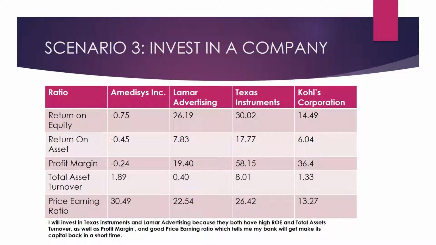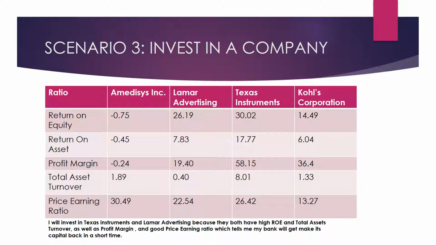For this last scenario, I looked at the company which my bank would be interested in investing in. I looked at the return on equity, return on asset, profit margin, total asset turnover, and price earnings ratios. For the return on equity, Amadis's came up with a negative 0.75, Lamar Advertising 26.19, Texas Instrument 30.02, Kohl's Corporation 14.49. Return on asset, Amadis's came up with negative 0.45, Lamar had 7.83, Texas had 17.77, Kohl's had 6.04.